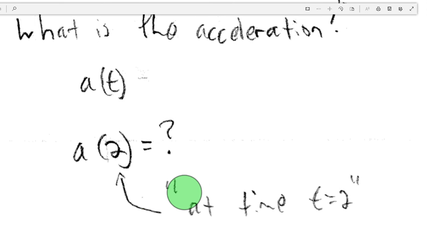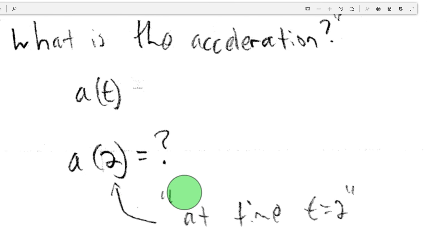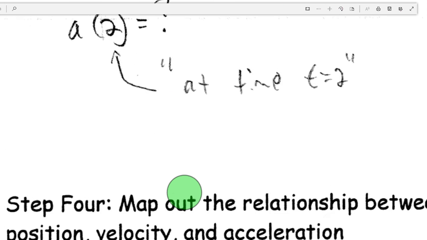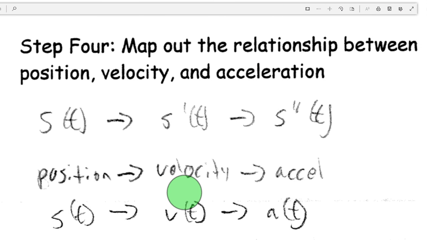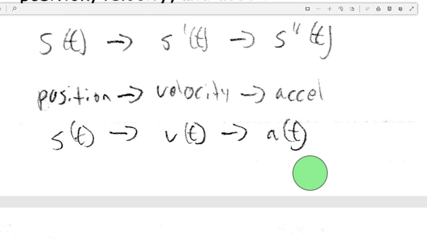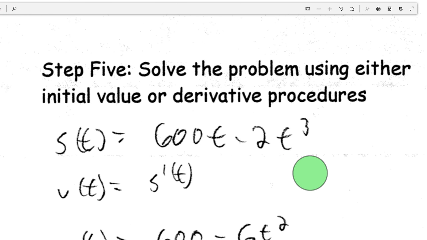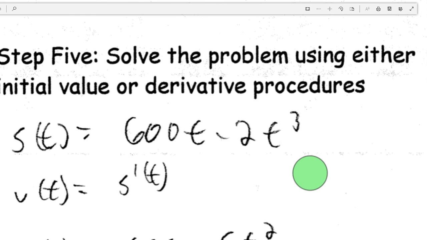Now, the thing that I want to write here that's not written here already is that a of t is just s double prime of t. Okay? It's the second derivative of position. It's the first derivative of velocity, which is why we always want to draw our relationship map. In other words, if you're starting with position and you take the second derivative, you end up at the acceleration. It goes position, velocity, acceleration. The more you write this map, the more comfortable you're going to be when solving motion problems, because without this map, it's very difficult to keep track of which direction to go as far as the derivative and the integral.